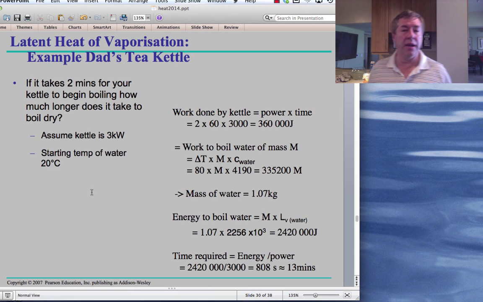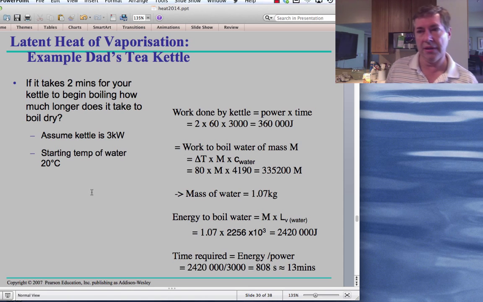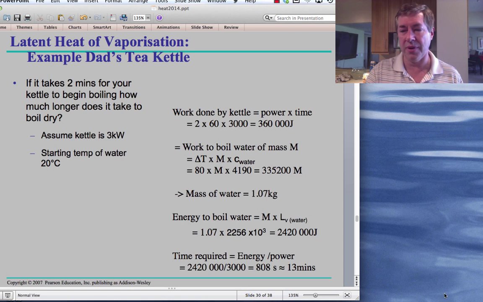So let's do an actual problem now. This is a problem of my dad's tea kettle. Actually, it's a problem of my dad's tea kettles, because he probably burned about a dozen of them up in the course of his lifetime. All right, we'll work on this problem in a second.